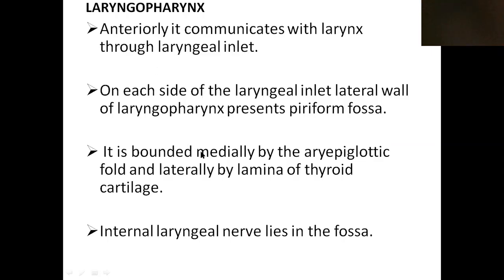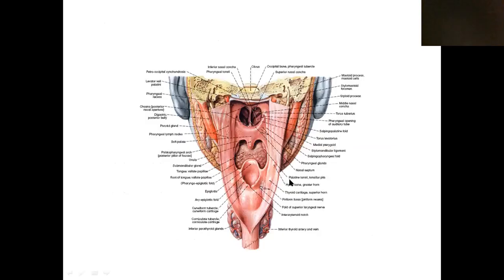Okay, here it is having one fossa. This laryngopharynx is having one fossa. That fossa is known as the pyriform fossa. Here also we can see a fossa. See this area, this fossa. It is known as what? The pyriform fossa. What is the peculiarity of the pyriform fossa?